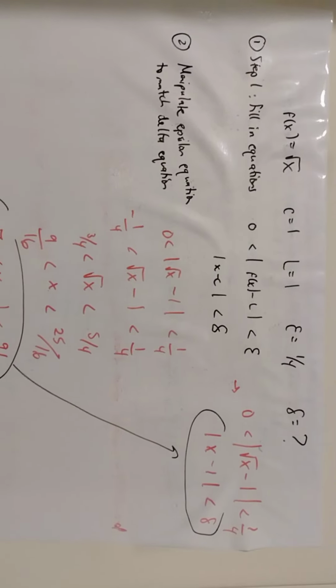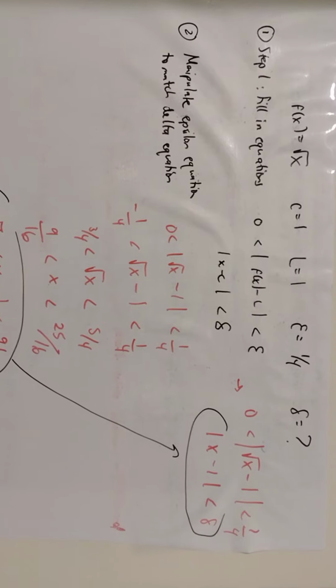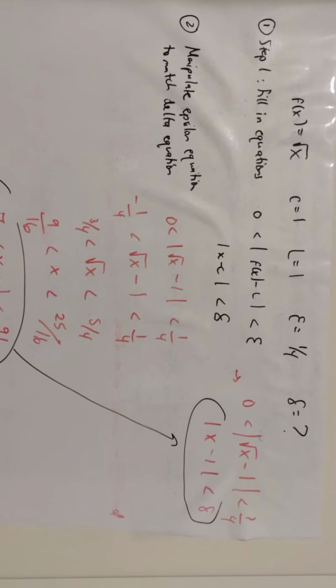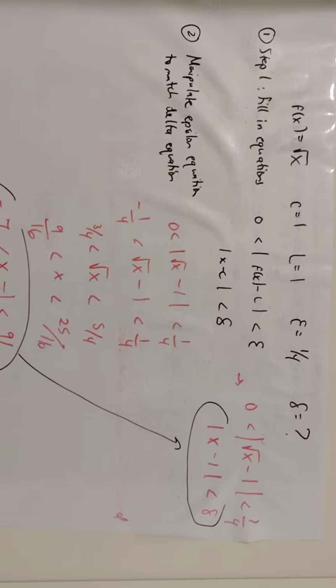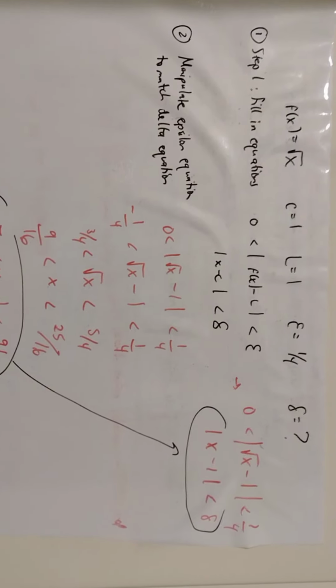So I recreated the problem here. They gave us f of x is square root x, c equals 1, L equals 1, epsilon equals a fourth, and as always we're trying to solve for delta. So our first step was correct.